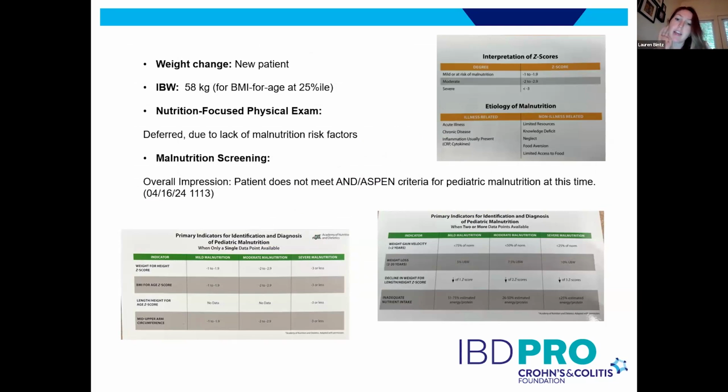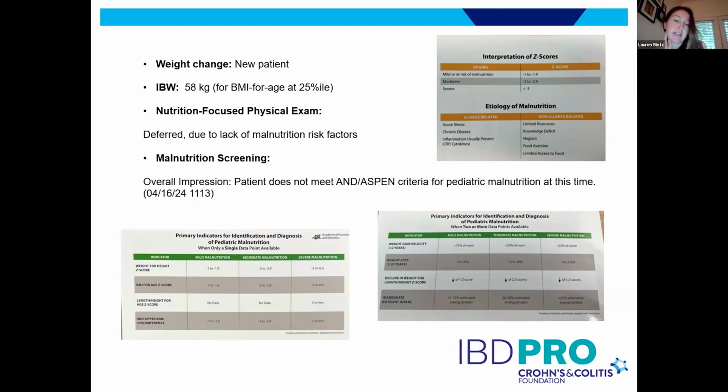Other things that we can look at to identify if patients meet criteria is, again, their intake, weight gain velocity, if patients are less than 2 years old, and any weight loss that patients have had as well. And so I documented in the chart that there were no weight changes. This was also a new patient, so we didn't have any data for that.